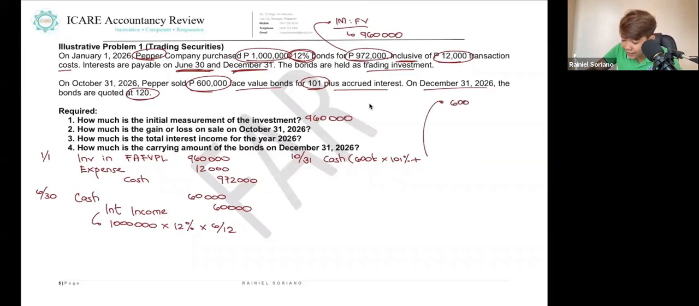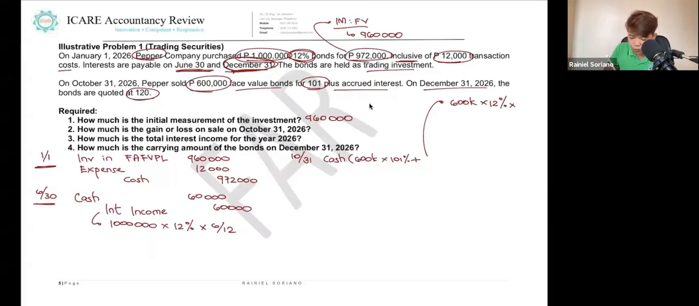600,000 lang yung binenta. So 600,000 times 12% times ilang buwan kaya? Now, hear me out. Mahalaga to. Kailan yung next na pagbabayad ng interest? Dapat sa December 31 pa, because last na receipt ng interest is June 30. Then yung kasunod, December 31. October 31, binenta na. So, ibig sabihin, hindi na umabot ng December 31. So, may accrued interest ngayon tayo.